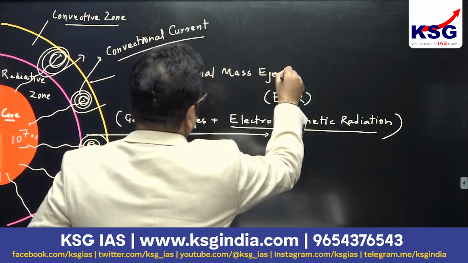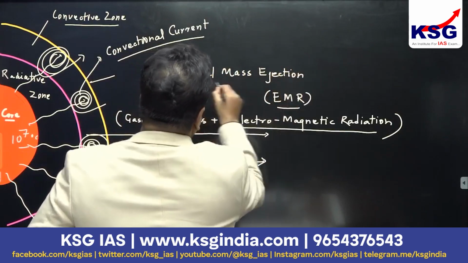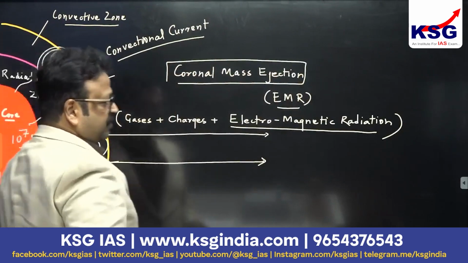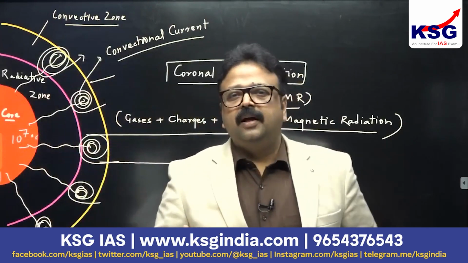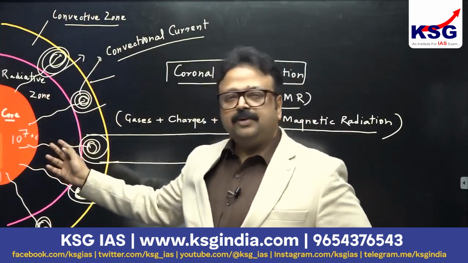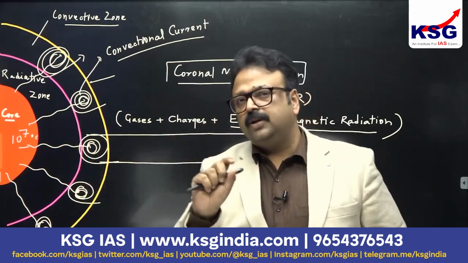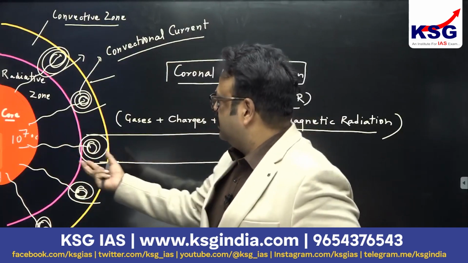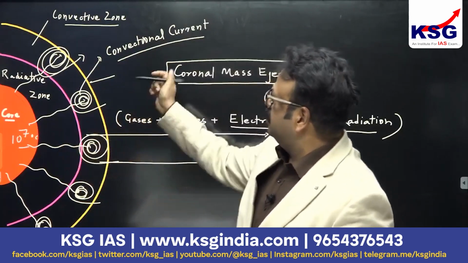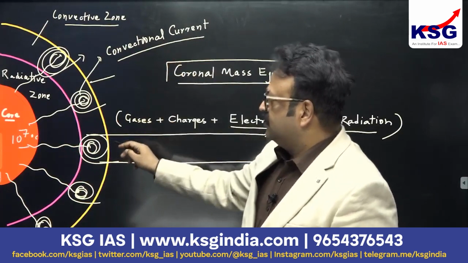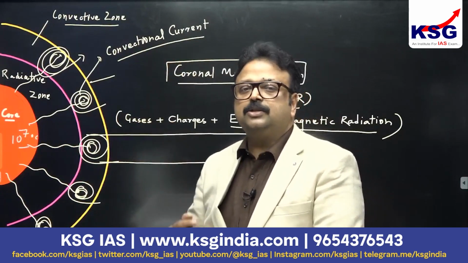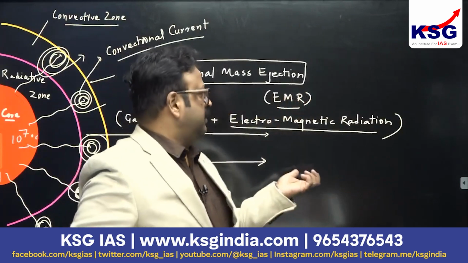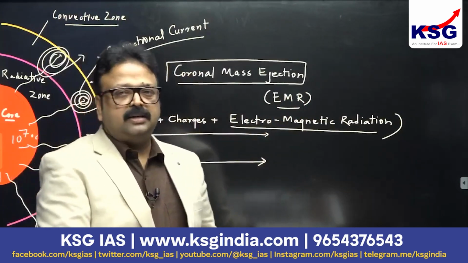Coronal mass ejection. Why has this coronal mass ejection taken place? Because of heating. From where is this heat coming? It is from the core. Why? Because there is a nuclear fusion reaction going on, and due to that enormous heat, there is formation of convectional current. Strong convectional current is responsible for ejection of huge mass along with charged particles and electromagnetic radiation.